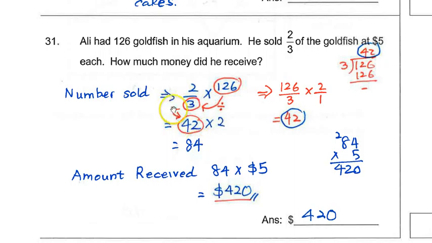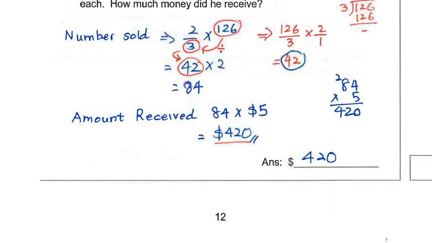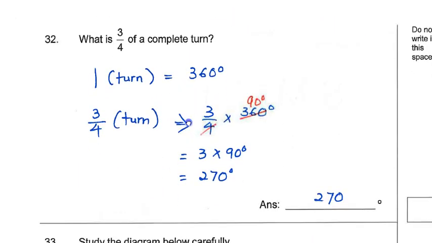Now how much money did he receive? 84 times $5 each, it is 420, right? 420. Let's carry on. What is 3/4 of a complete turn? One turn is 360 degrees. 3/4 means all you have to do is take 3/4 times 360 degrees. If you cancel them, 360 divided by 4 is 90, so it's 3 times 90, 270, right?